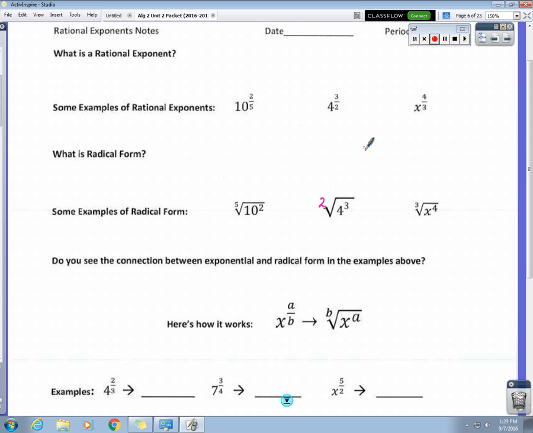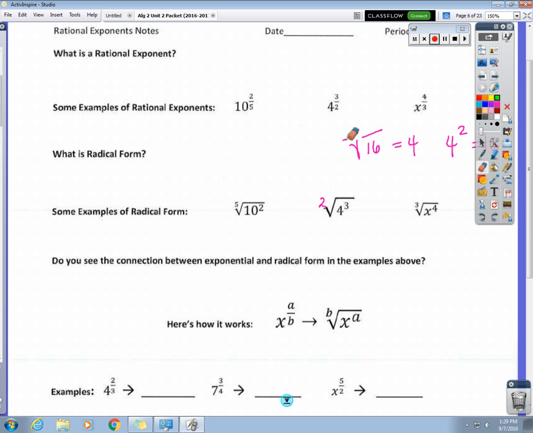Because think about it, guys. What's the square root of 16? 4. Okay, the square root of 16 is 4. And isn't that because 4 squared is 16? Okay, so square root, the reason it's called that is because there's an understood 2. It's root 2.